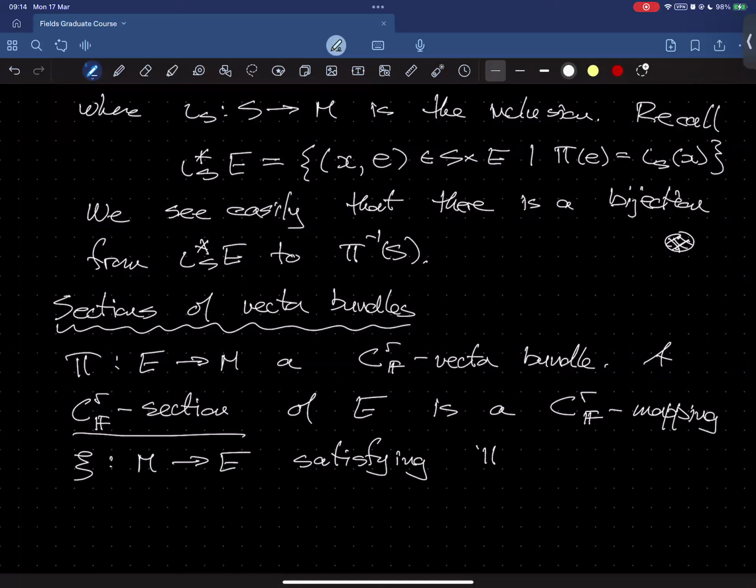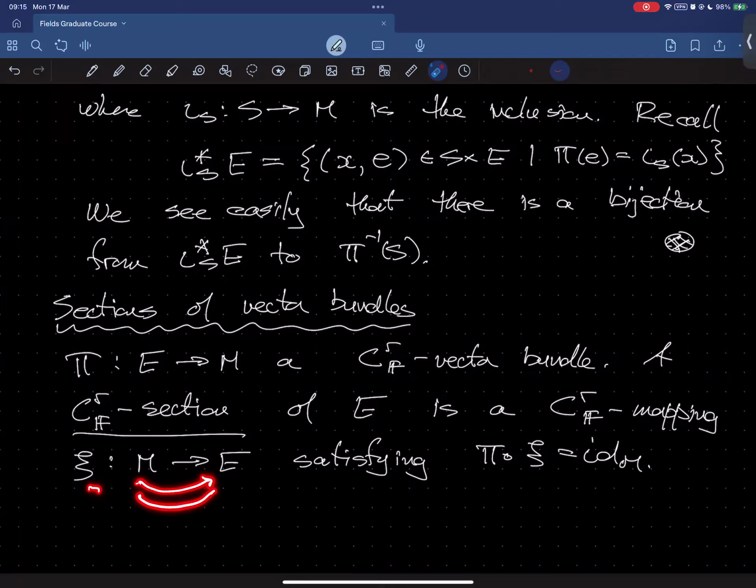Okay, and it satisfies that pi composed with C is equal to the identity map on M. So that's the definition of what a section is. So what does this definition mean functionally? So C takes a point in M and maps it to E, right? And then the projection sends it right back.